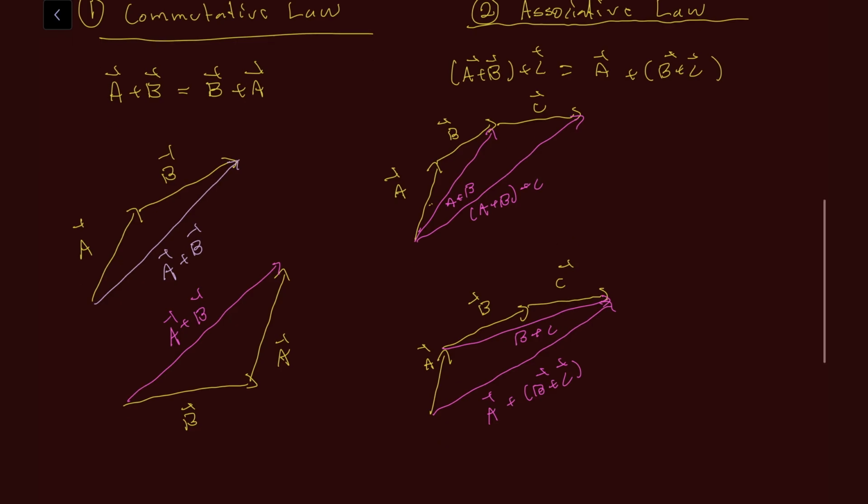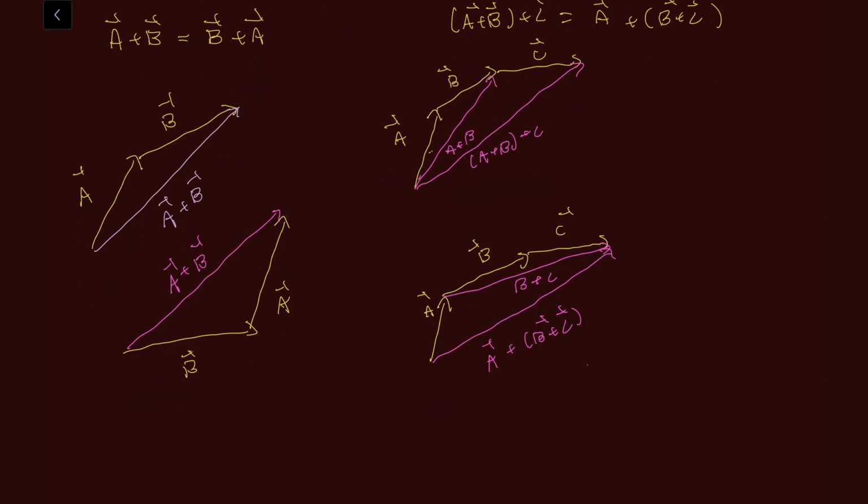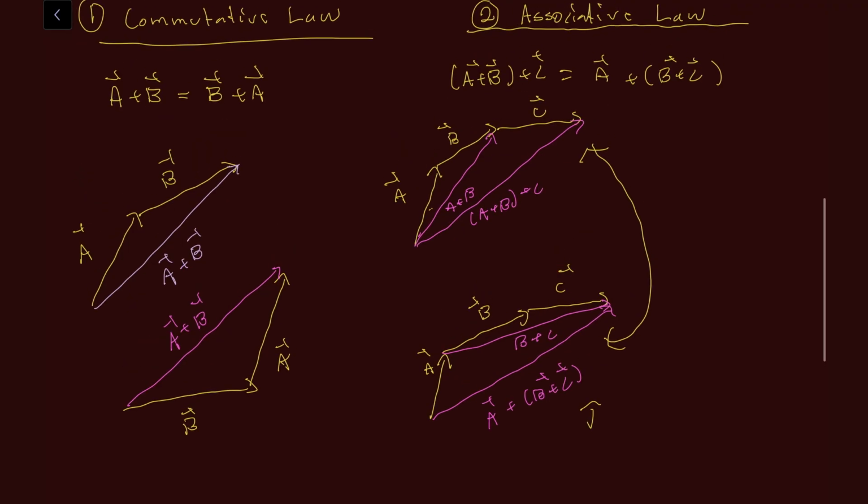Okay, so this is a resulting vector, A plus B plus C. And hopefully you can get a sense that even though my drawings weren't the best, these two vectors are exactly the same. So that's the associative law for you. Again, it's pretty much just a bigger brother of the commutative law.